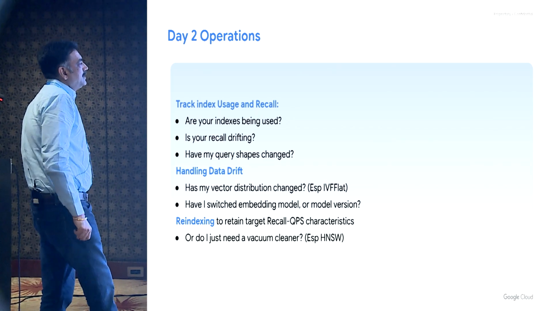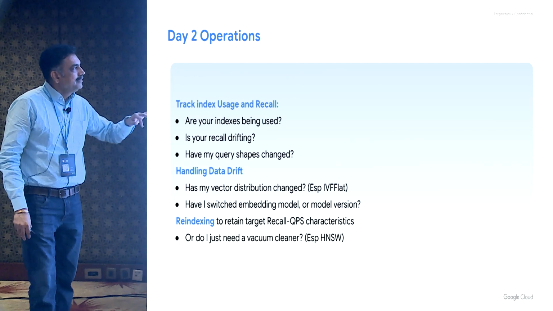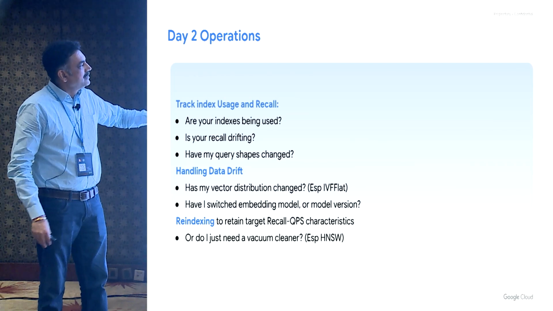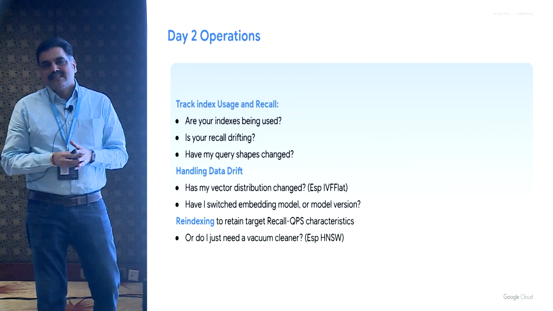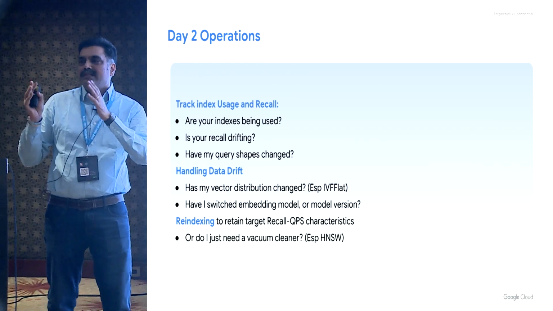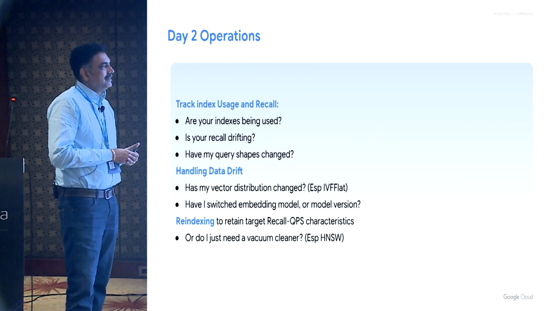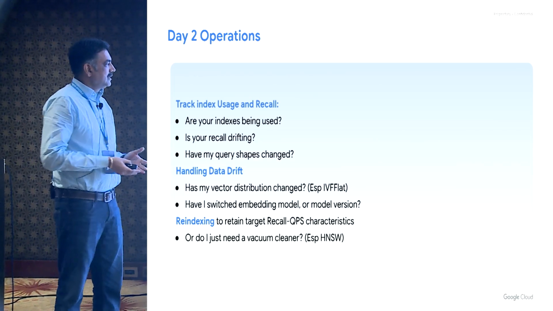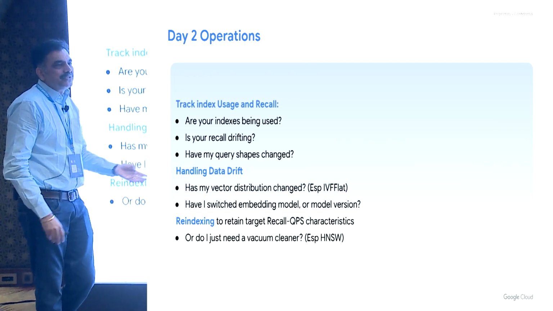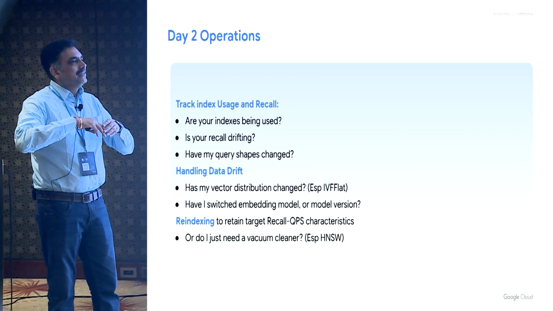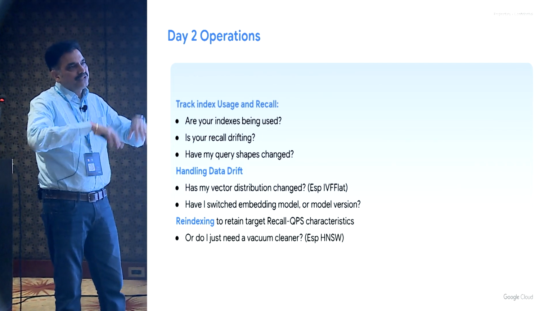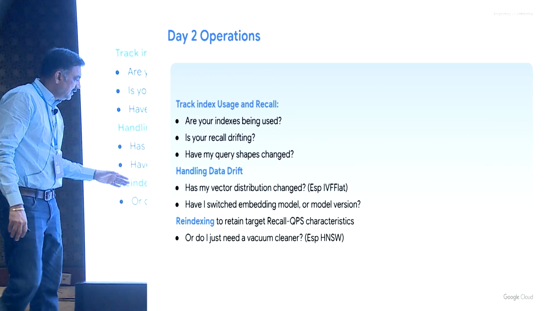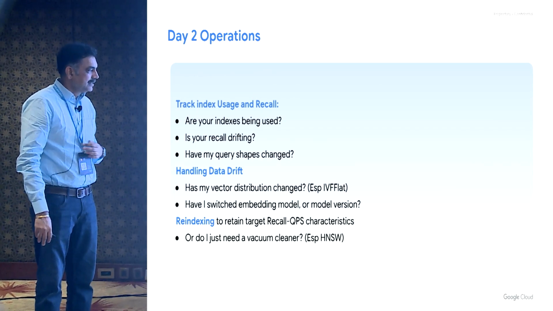So what are the important points from a day 2 operations point of view? Obviously, is your index getting used? Is your recall rate drifting? I mean, are your query results really drifting from the initial intention? Then, how have my query shapes changed over time? Or is there a data drift, a distribution change for vectors, or have we included a new product category which needs new embeddings, so my entire data set changes? All these things we have to keep in mind for day 2 operations.